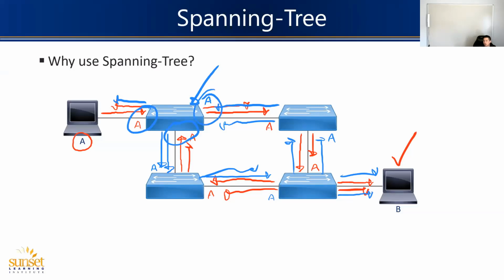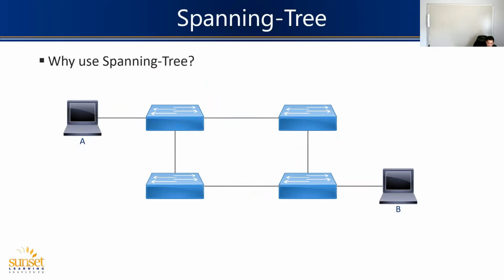So how confusing is that, right? It's very confusing. So in order to stop this broadcast storm and information being learned from the switches to stop this from happening, what we use spanning tree for is to logically block a particular port.